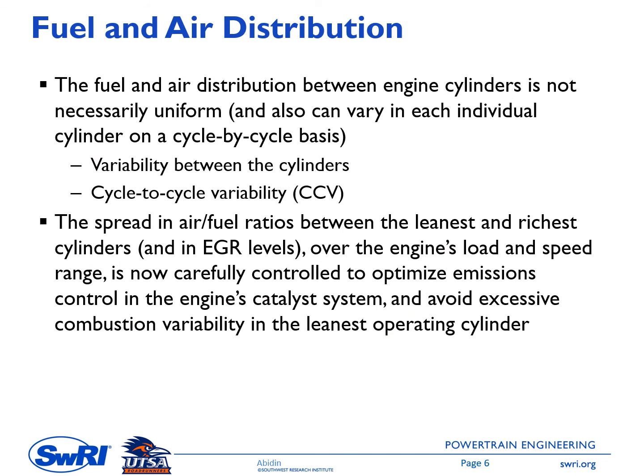Fuel and air distribution. The fuel and air distribution between the cylinders is not necessarily the same. It can also vary in each individual cylinder on a cycle-to-cycle basis. So we have variability between the cylinders, and then we have cycle-to-cycle variability, which sometimes people call CCV, in each cylinder. Okay, and then the spread in air-fuel ratio between the leanest and richest cylinders, and in EGR level as well, over the engine load and speed range is now carefully controlled to optimize emission control in the engine catalyst system and to avoid excessive combustion variability.